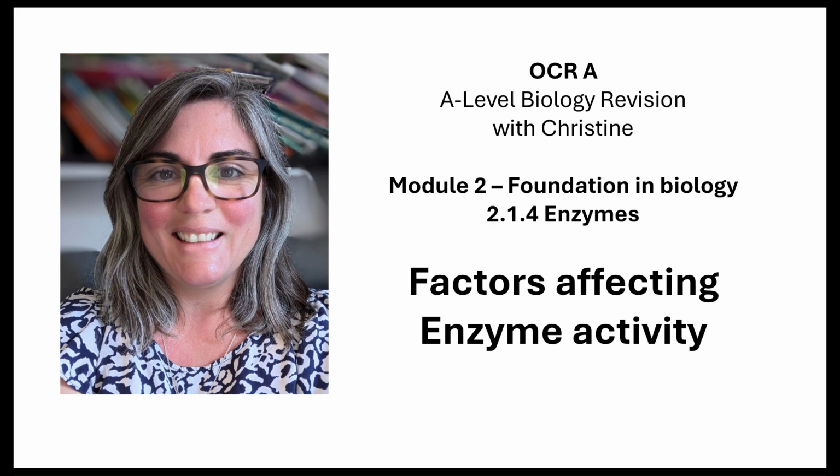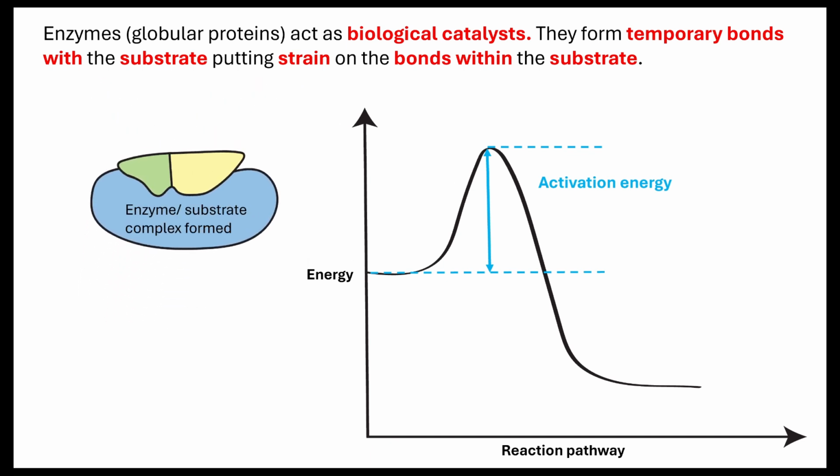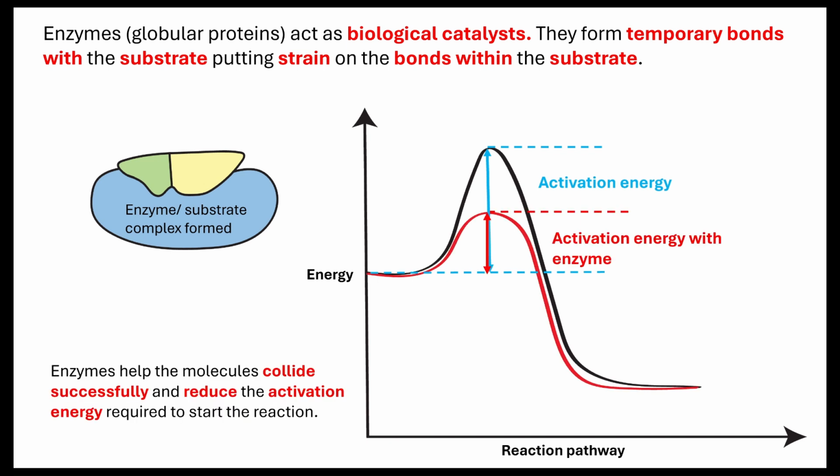So today's lesson I want to look at the factors that are going to affect an enzyme's activity. We know that enzymes are globular proteins. We know that they act as biological catalysts and they form temporary bonds with substrates, which are going to put a strain on the bonds within the substrate. So when an enzyme substrate complex forms, successful collision and reduction in the activation energy is going to result in the reaction happening at a faster rate. And that's why we call them biological catalysts.